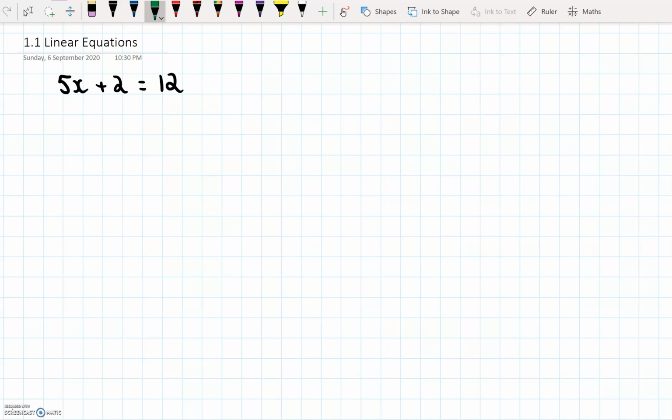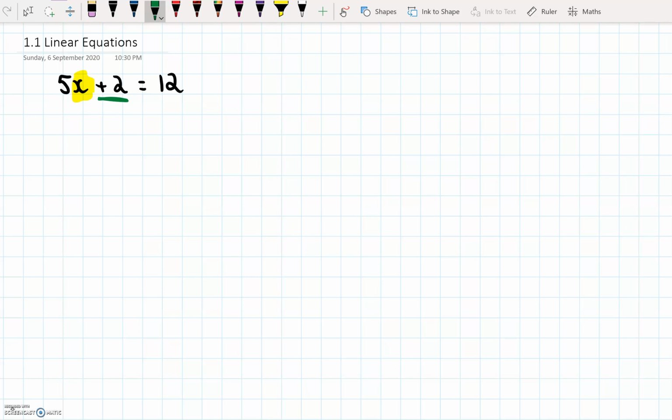Okay, now if you have a linear equation, you know that what you want to do is find out the value of x. And to do that, we need to get the x term by itself. So we want to get this guy all by itself. Okay, now you should be pretty good at this. What we want to do is get rid of anything that's on the same side as the x. So at the moment we have this plus 2 sitting here.